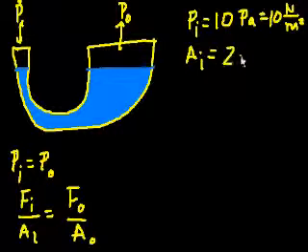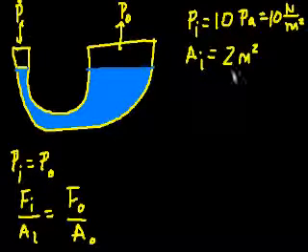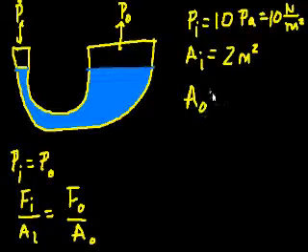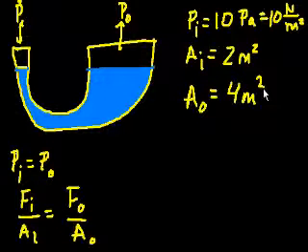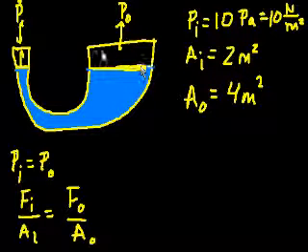And let's say that my input area is 2 square meters. So if I looked at the surface of water there, it would be 2 square meters. And let's say that my output area is, I don't know, 4 meters squared. So what I'm saying is I can push on a piston here, and the water is going to push up with some piston here, right? So first of all, I told you what my input pressure is.